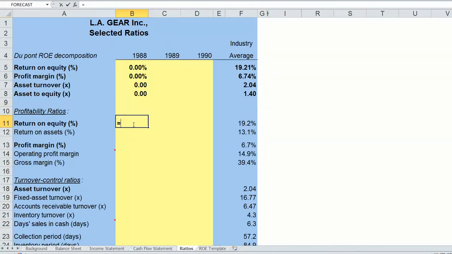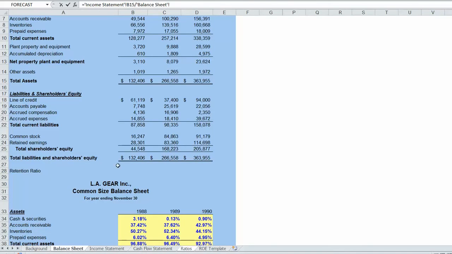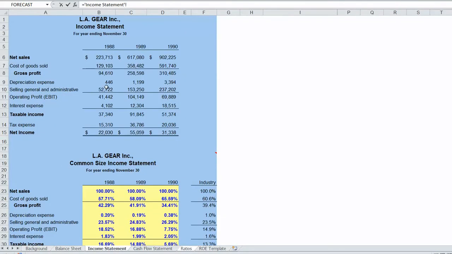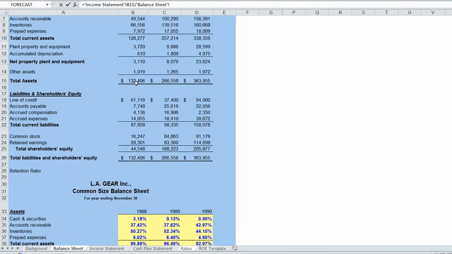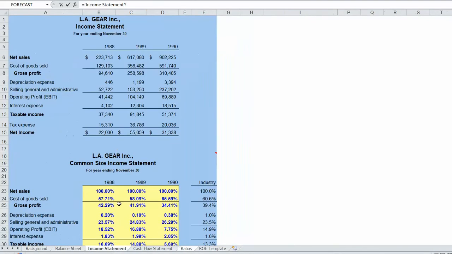Our return on equity, recall, is our net income, which will be on our income statement of $22,000, divided by our total equity on our balance sheet, $44,000. Our return on assets, again, net income, income statement, divided by balance sheet, total assets, $132,000. Our profit margin, also known as our return on sales, will be equal to our net income divided by sales.